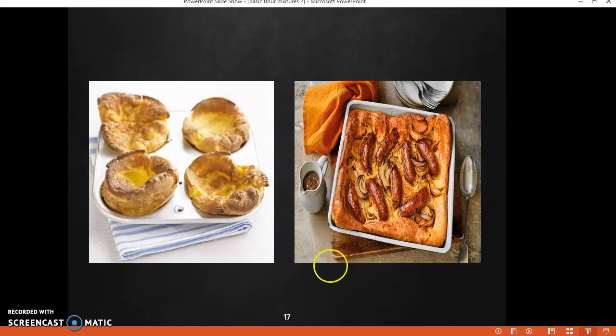The thin batter is used in making pancakes and Yorkshire pudding. This is a picture of Yorkshire pudding. The first picture you see here is Yorkshire pudding. We use the thin batter to make it. And what we have here is a picture of toad in a hole, which is also prepared by using thin or pouring batter.